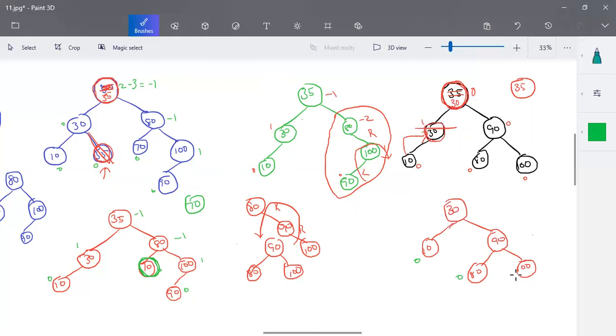Now calculate the balance factor for each and every node here. All the leaf nodes will have 0, and for 90, height of left subtree is 1, height of right subtree is 1. 1 minus 1 is 0. And for 30, height of left subtree is 1 and height of right subtree is 2. So it is 1 minus 2, which is minus 1. So it is a perfectly balanced AVL tree. So this is how a deletion is performed.